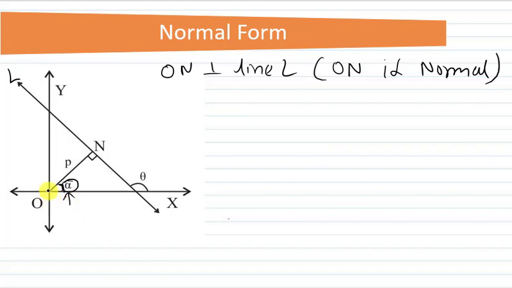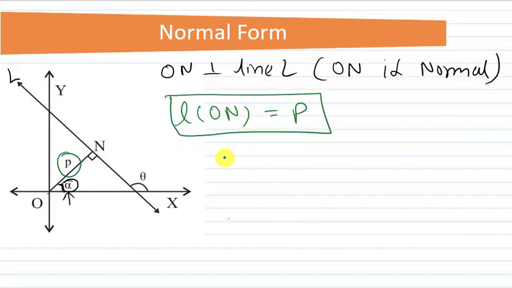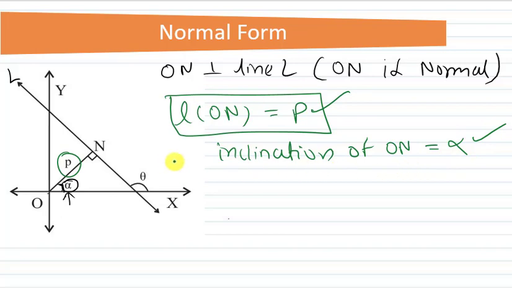Now, the second thing is the length of ON. Length of ON is P. So here P is denoting the length of ON. Length of ON is equal to P, right? And the inclination of ON is alpha, right? That is the angle made by ON with the positive x-axis, right? So by using these two details about the normal, we can derive the equation of this line, right?